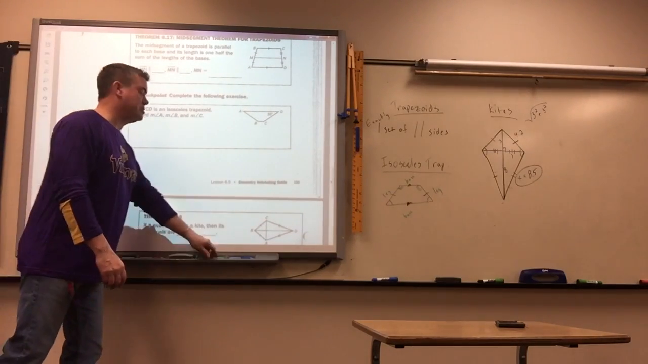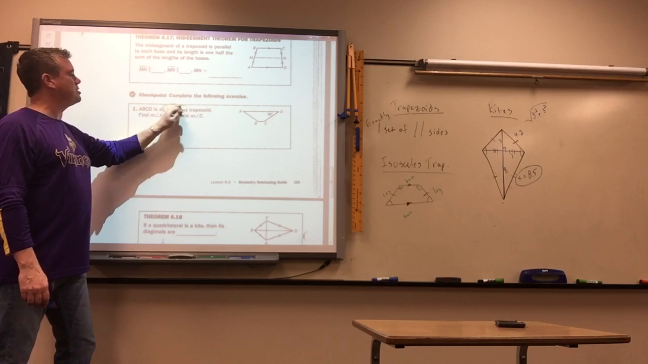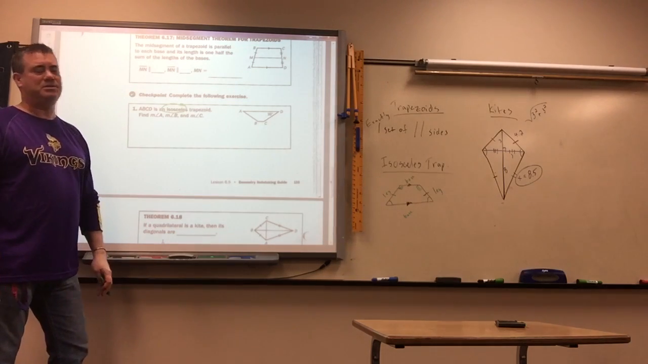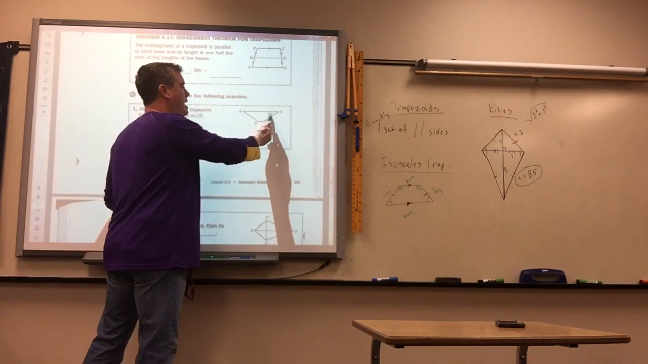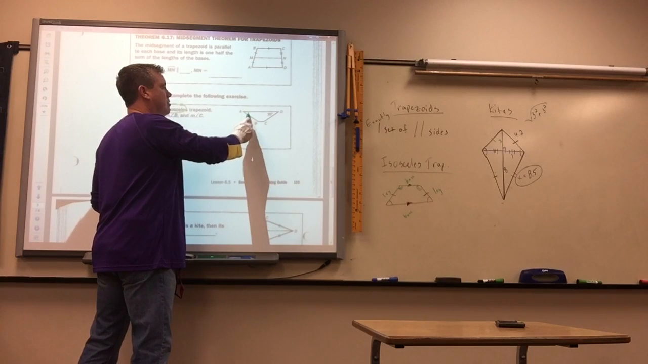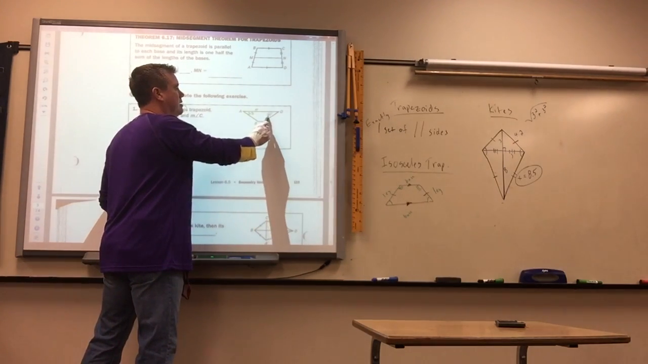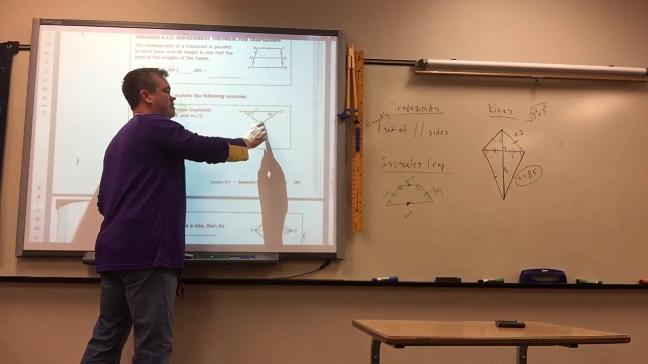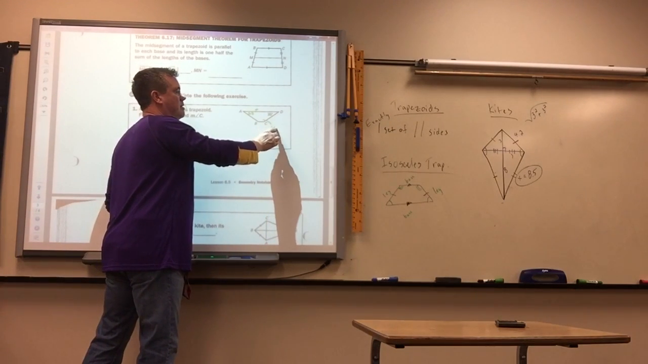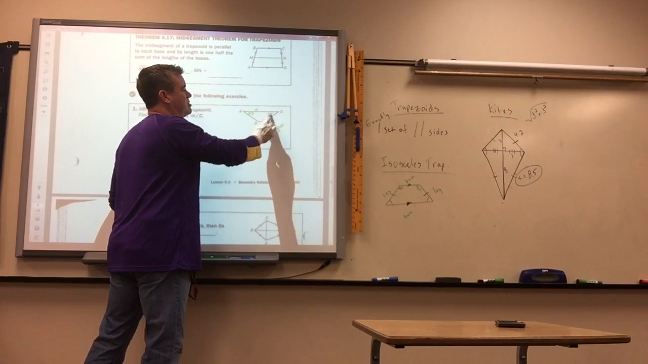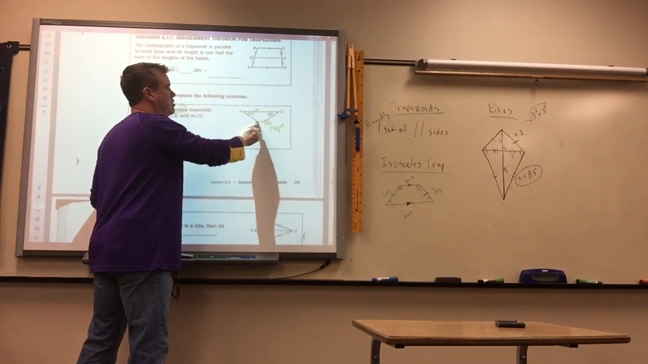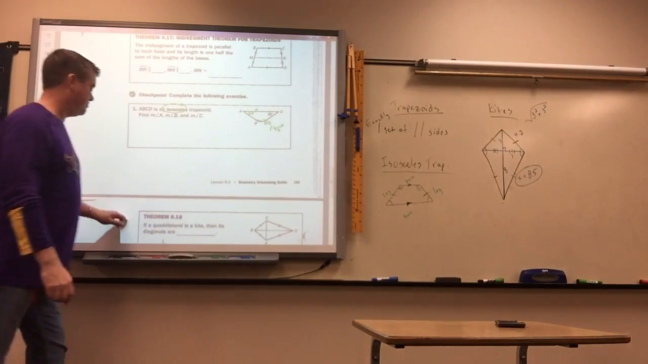So again, since it's isosceles, most of the stuff we do is gonna be isosceles. If this is 35, what would this angle be? 35. And what would these two each be? 145, because they gotta add up to 180. So they would both be 145.